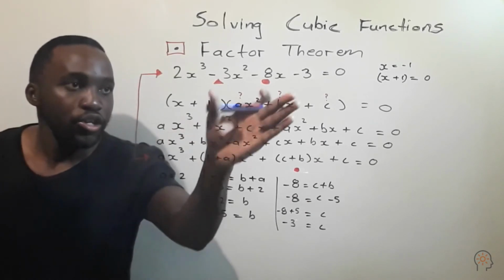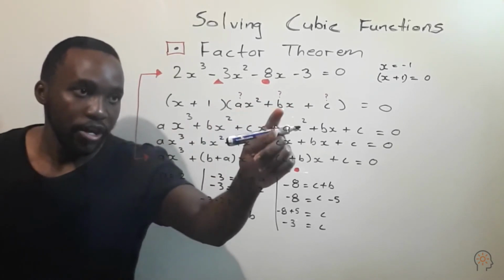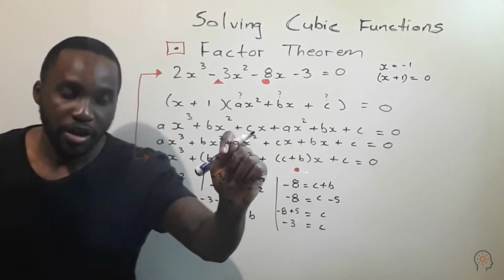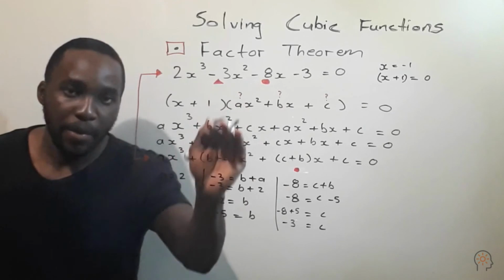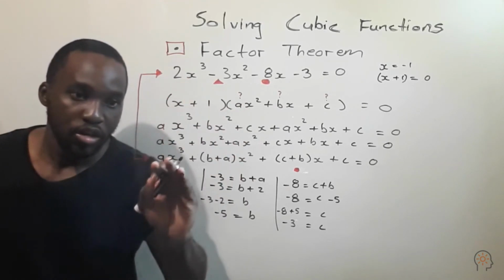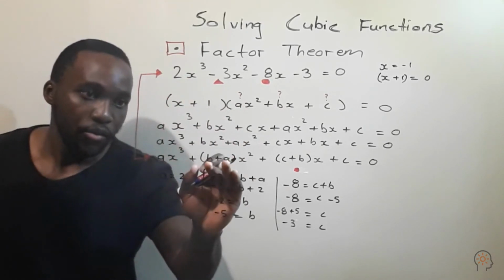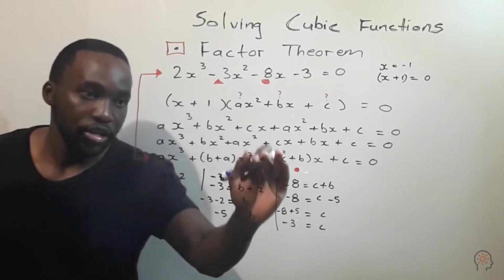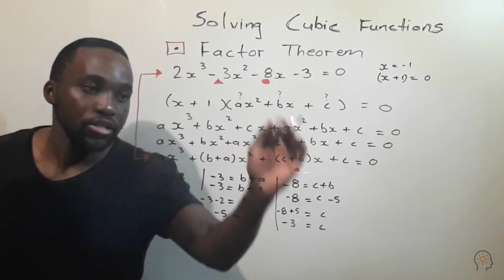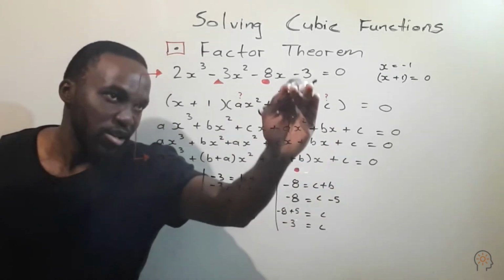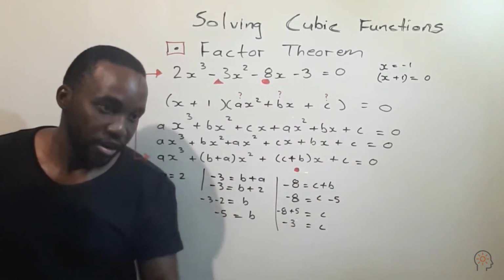And then we said all you need to do now is get a value for a, a value for b, and a value for c. To get a, b, and c, all you do is mix and match. Here there's a 2, meaning that a is 2. Whatever this value is, it's going to be negative 3. Whatever this value is, it's going to be negative 8. And then this value is just negative 3 for c there.